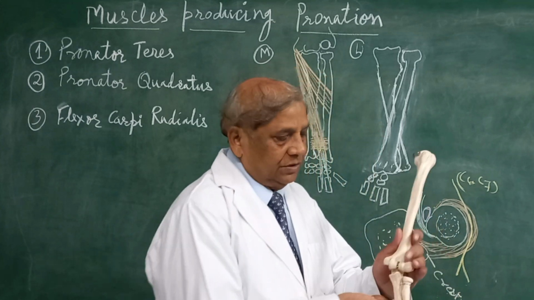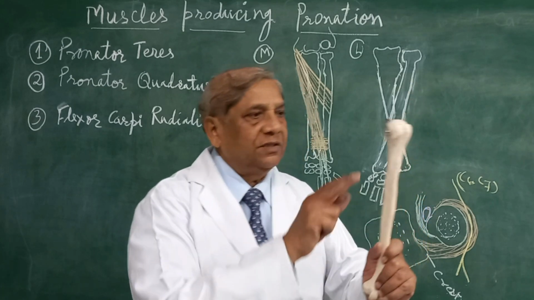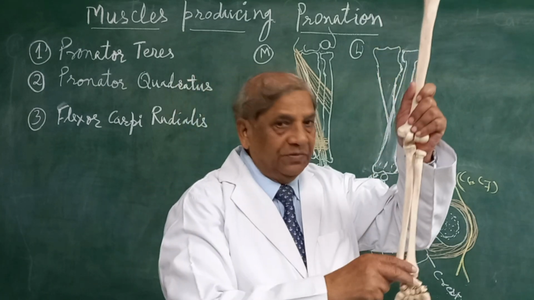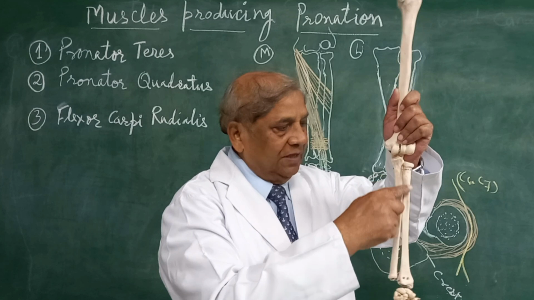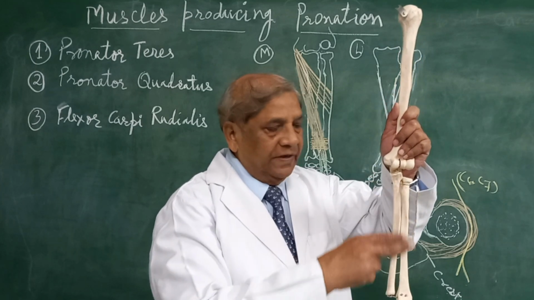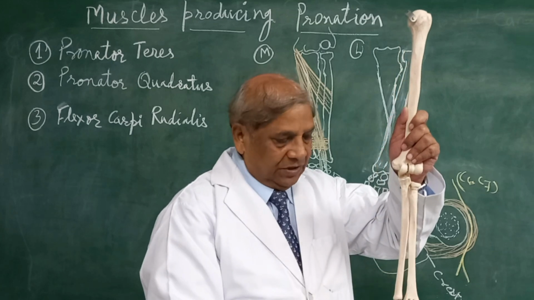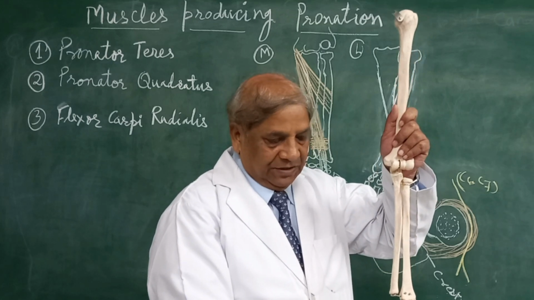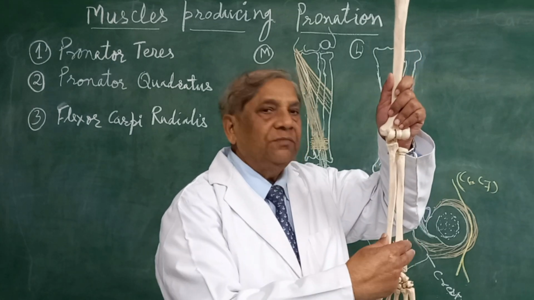If we see in this, this is the left forearm, and in this left arm the lateral bone is the radius. This is the ulna, the ventral aspect where the two bones are running. This is the palmar aspect of the skeleton of the hand.